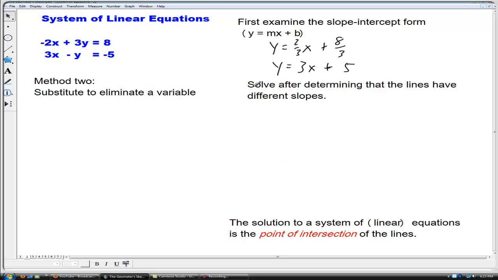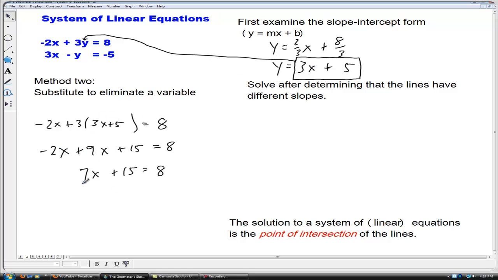Now method 2 is substitution. And now what I'm going to do is, since this expression for y does not have any fractions, it's not too terrible to work with, I'm going to substitute it into the other equation. So if this is equation 2 in slope-intercept form, I want to substitute in for y this expression. So now my first equation, -2x plus 3 times y, I'll replace with 3x plus 5. Distribute, combine like terms, subtract 15 from both sides, and we get our correct answer of x is -1. And once again, I substitute this back in, as I did in step 1, to get -1, 2 as my solution.